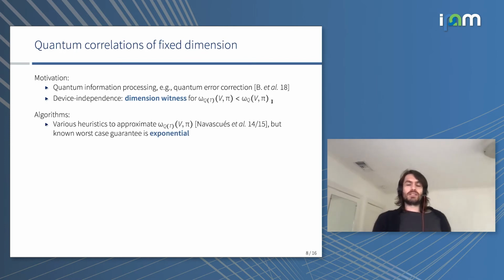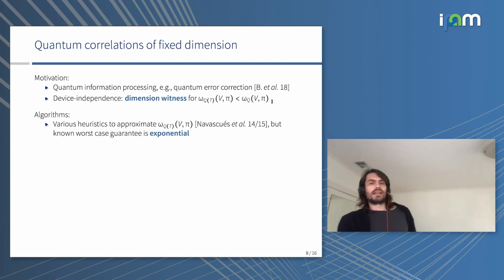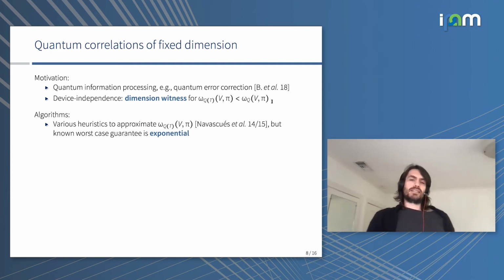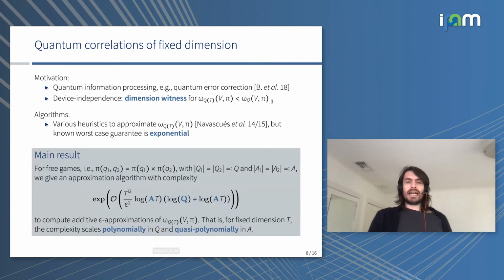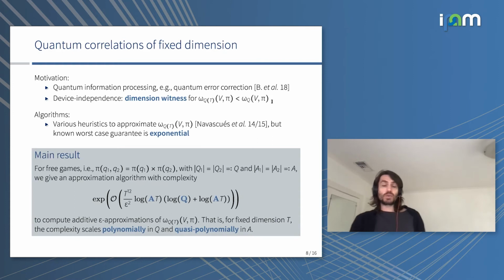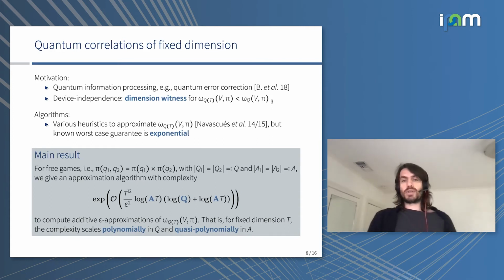Now, there have been some previous works here, again some heuristics, on how we can approximate this value and generate upper bounds on this winning probability. But if you look into the proofs of this, the complexity of these algorithms is exponential. And so this is our main result: we give an approximation algorithm to compute this dimension constraint maximum winning probability.